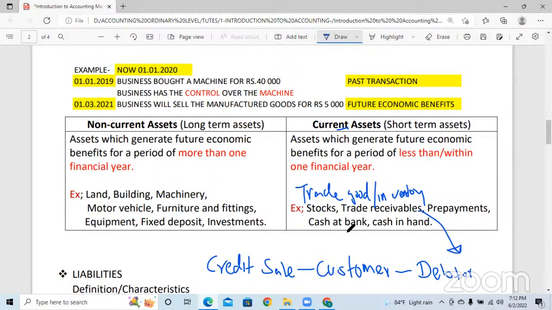Cash in hand. Cash in hand means the notes and coins which you have in your hand. We say cash in hand. The notes and coins which you have in your hand, we call it the cash in hand. Clear?